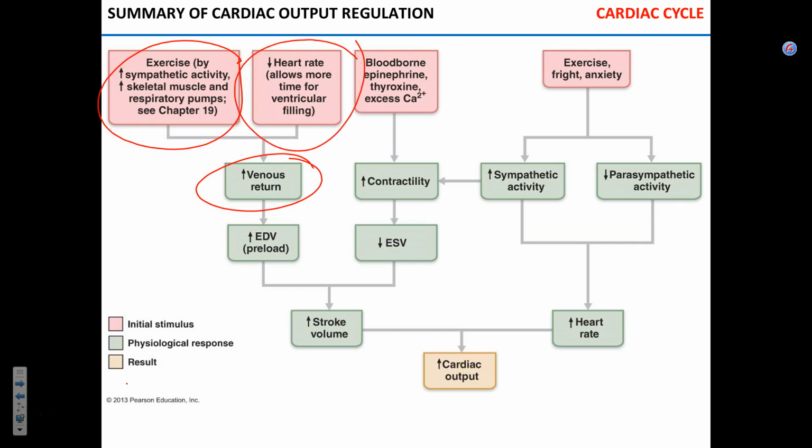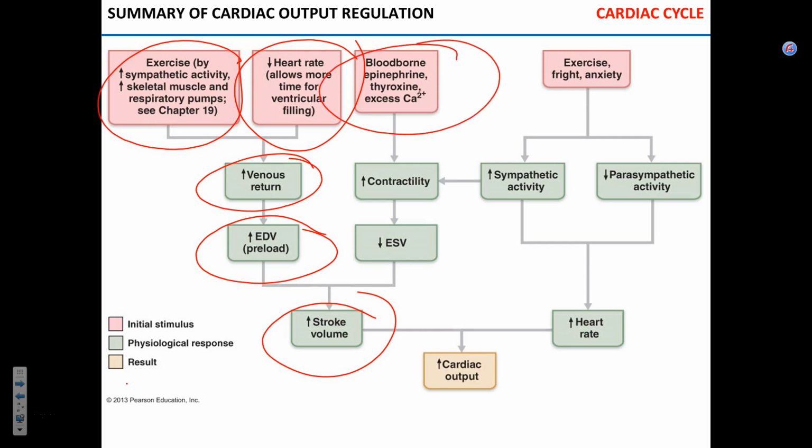Now increased venous return increases the preload, increases end diastolic volume, which increases stroke volume. Okay? Good? Now, sympathetic stimulation will increase contractility, which will decrease end systolic volume and increase stroke volume as well. You good?